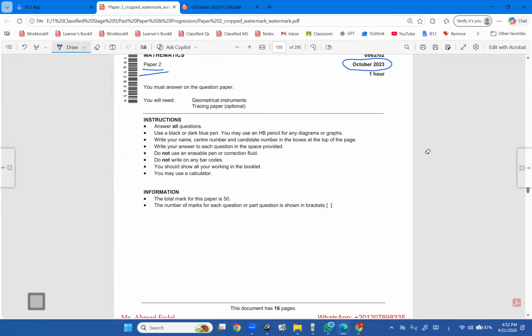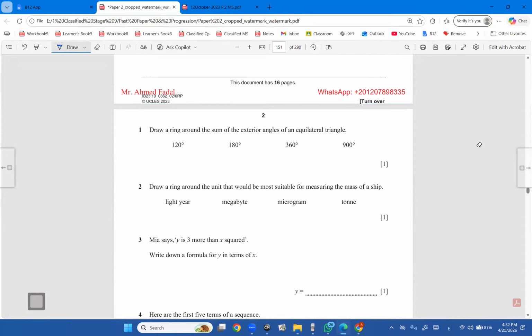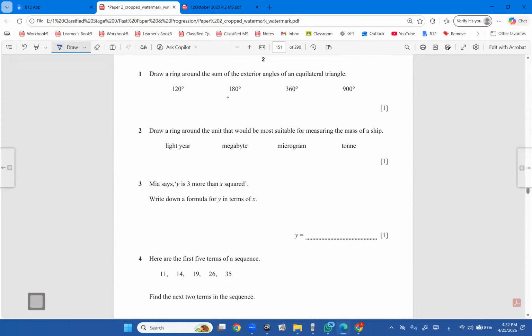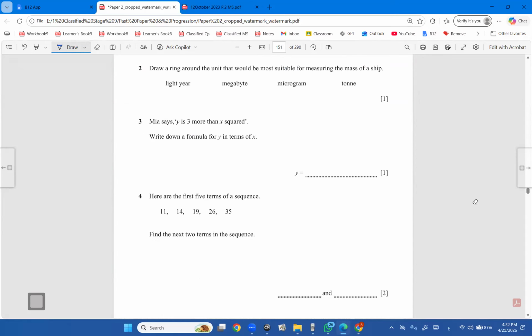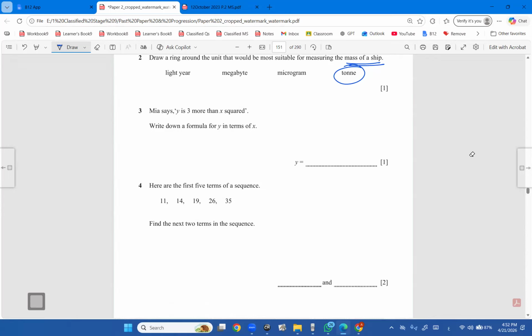The first question here says, draw a ring around the sum of the exterior angles of an equilateral triangle. I don't care about equilateral triangle or anything. I know that the sum of the exterior angles of any polygon in the world is going to give me 360. Draw a ring around the unit that would be most suitable for measuring the mass of a ship. Definitely it is ton. It's a ship.